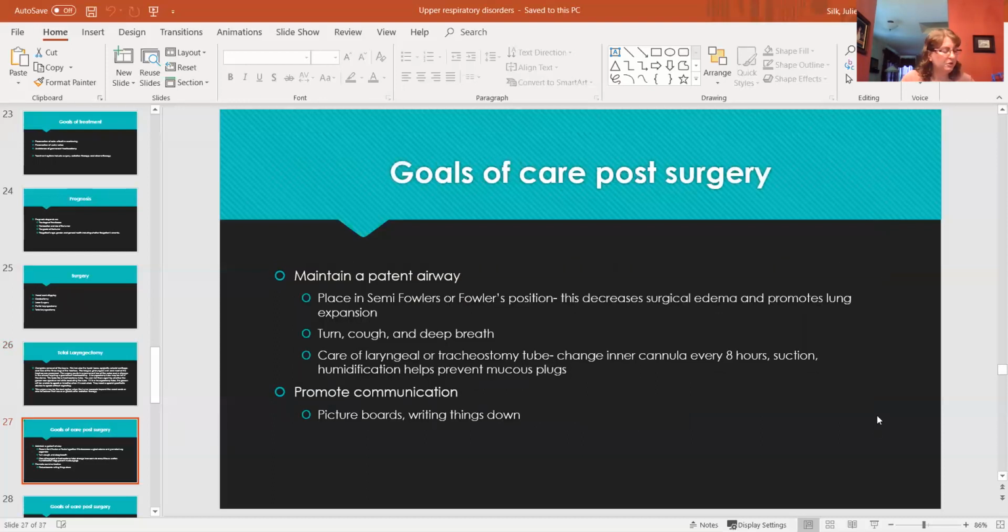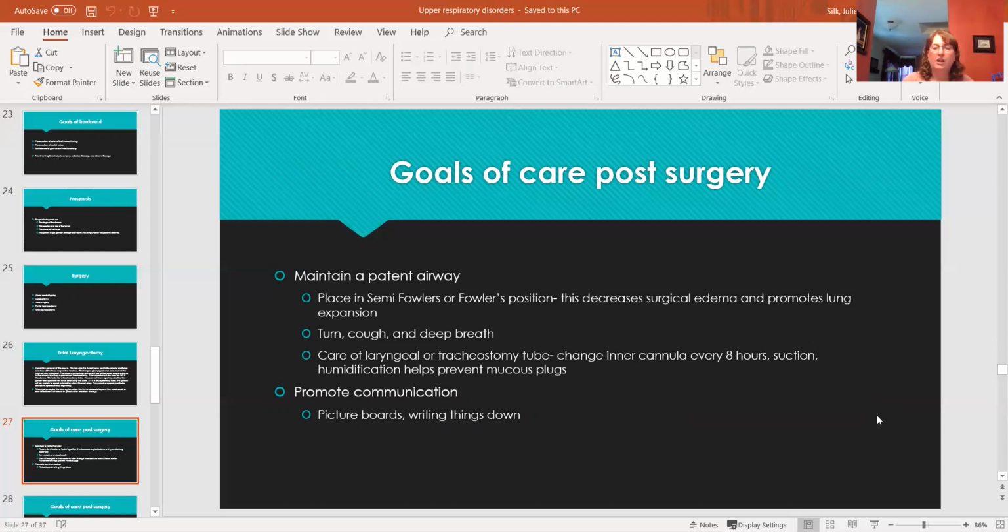Okay, so after surgery, when someone has a total laryngectomy, some things that you want to keep in mind. Your biggest concern is their airway. So you want to maintain a patent airway. You don't want them to aspirate or have any issues like that. So you want them to sit up in a semi-Fowler's or Fowler's position. You would make sure that you do some tracheostomy care with their trach.